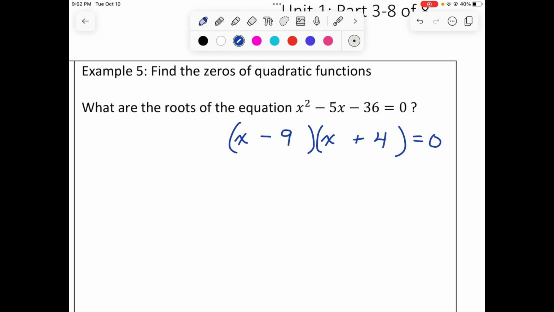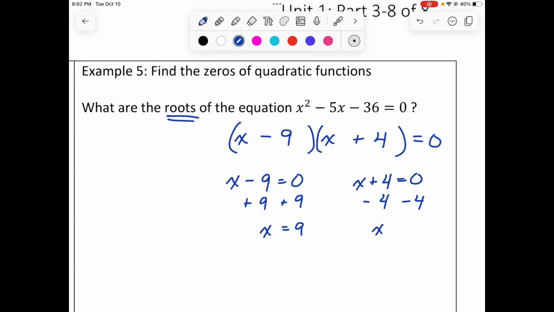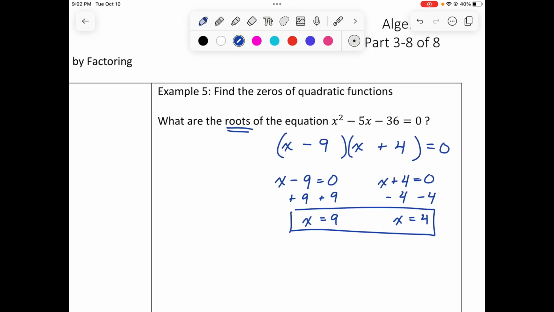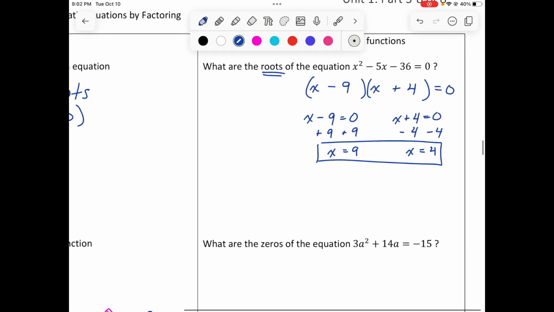Now we can set each factor equal to 0. So x minus 9 equals 0, x plus 4 equals 0. When you solve each of these equations, you get your roots, also known as solutions, also known as x-intercepts. So x equals 9 and x equals -4. These are your two solutions. All right, now let's look at the next one.